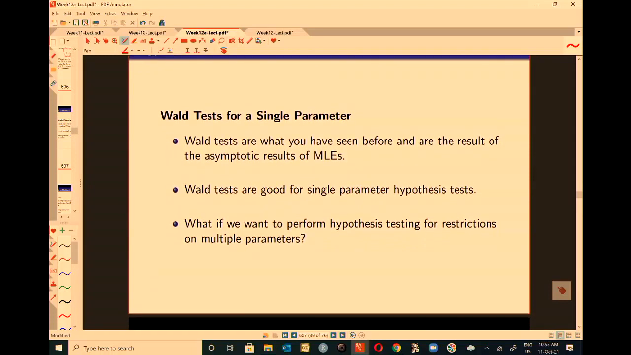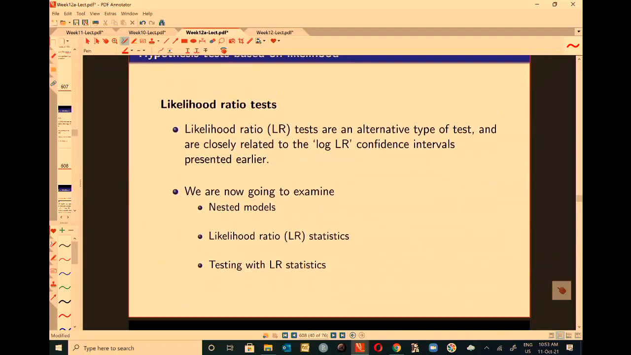And Wald's is for single parameter hypothesis. So we look at the output from R and pick out the ones that are significant and drop them one by one or whatever. But if you're comparing two overall models, then you can use things like likelihood ratio tests. And that's what this is all about.